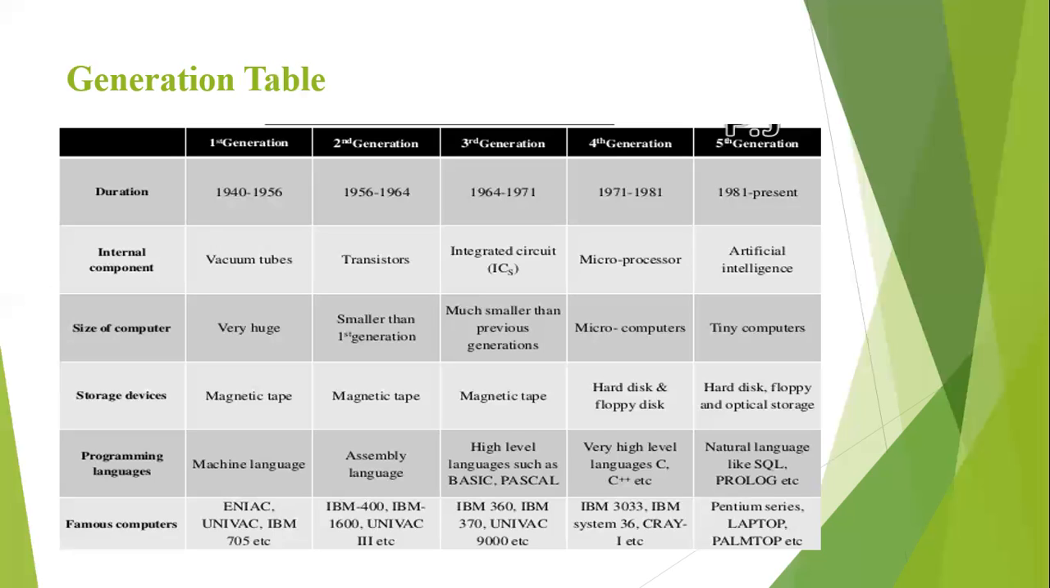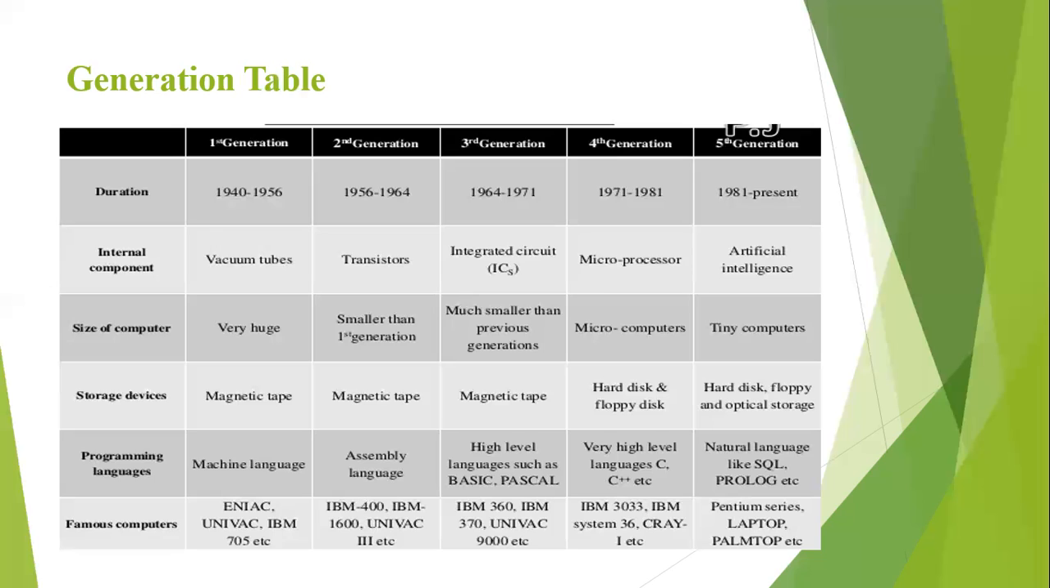Fourth generation, the duration was roughly 1971 to 1981. Internal component was microprocessor. Size of the computer was microcomputer. Storage devices were hard disk and floppy disk. Programming languages were very high level languages like C, C++, etc. Famous computers of that generation were IBM 3033, IBM System 36, Cray 1, etc.